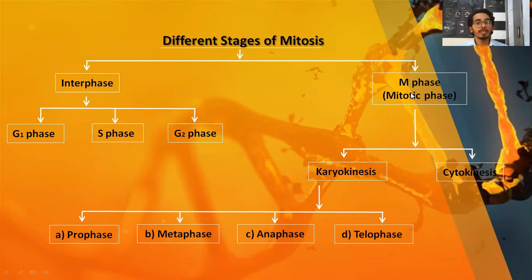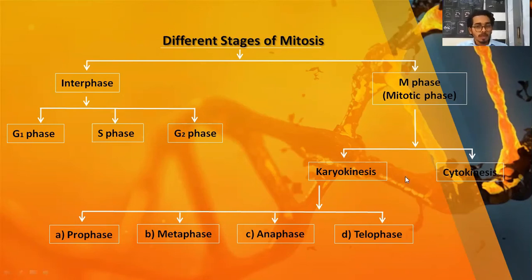Now this mitotic phase is divided into two types. First, it will undergo nuclear division, which we call karyokinesis. And then comes the cell cytoplasm division, which we call cytokinesis.